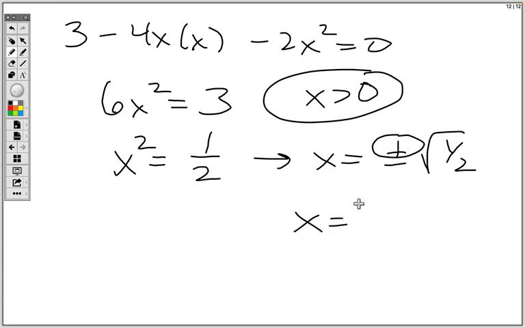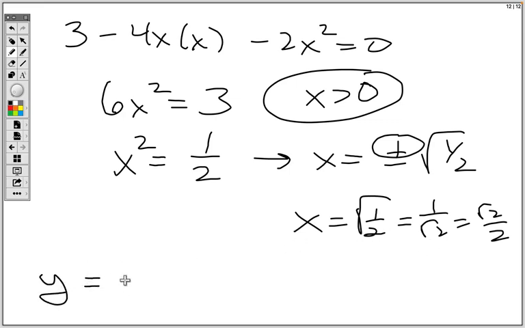So you can go through your square roots. Square root 1 over square root 2, or root 2 over 2. And then you get the y that goes with it. But that's how you would get to that critical point.